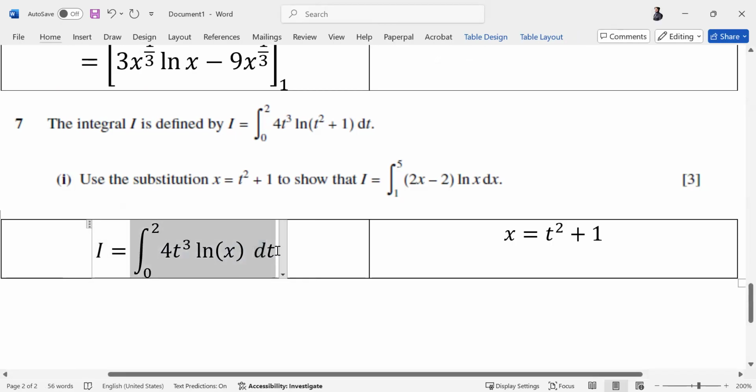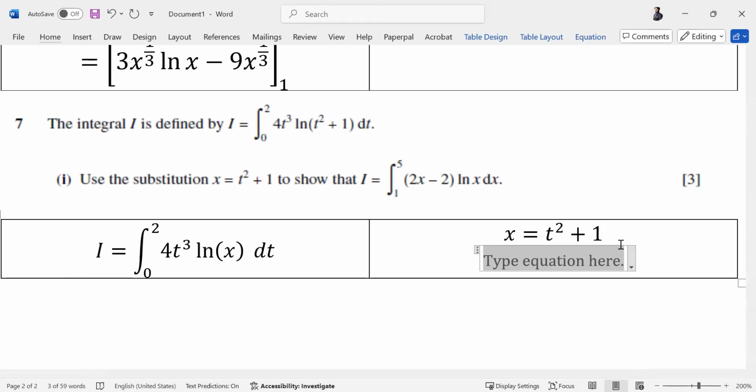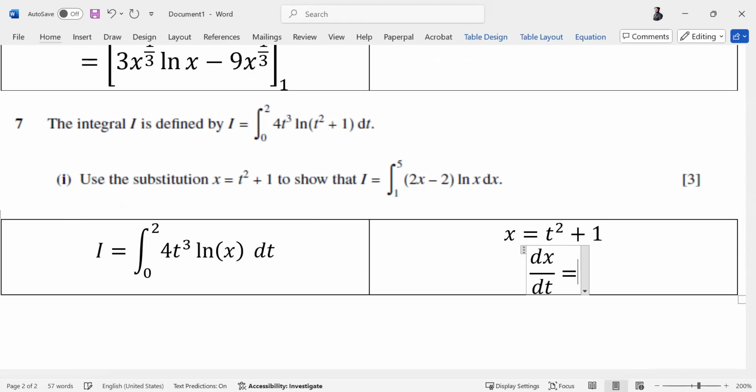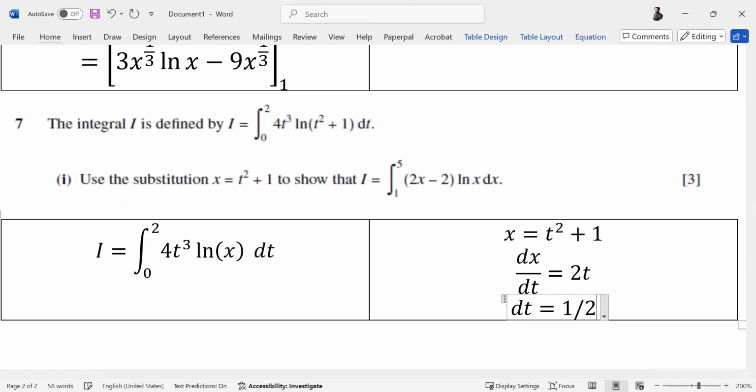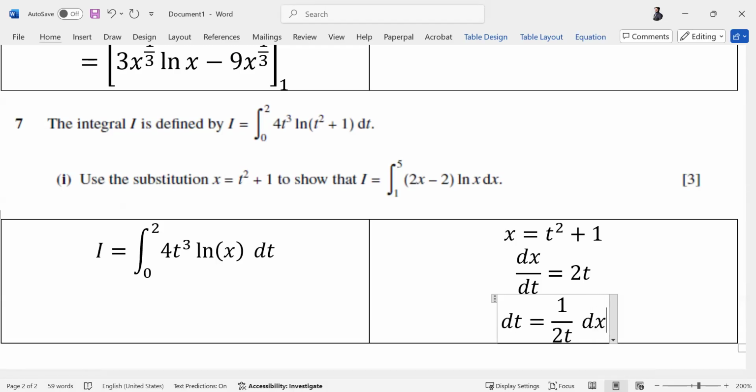But what about this? I still need to substitute this dt. I still need to take care of this t cube, and I will do that. Don't worry. How will I substitute dt? What will come? dx by dt, and what will that be? 2t. That's it. The derivative of 1 will be 0. So you need to substitute dt, right? That will be 1 upon 2t dx. Can I do that?